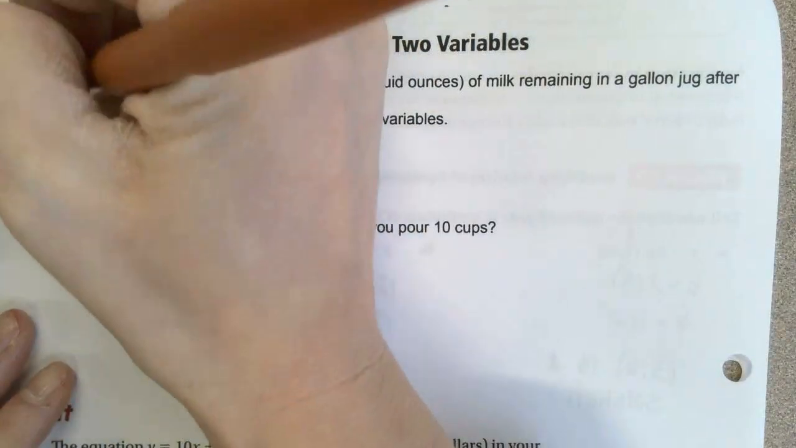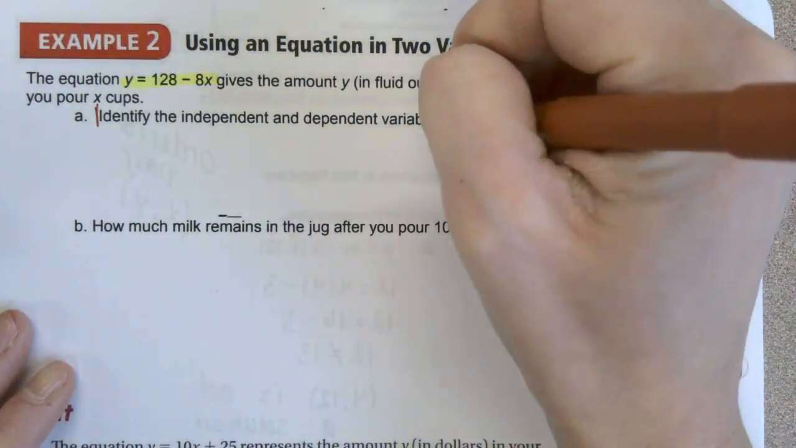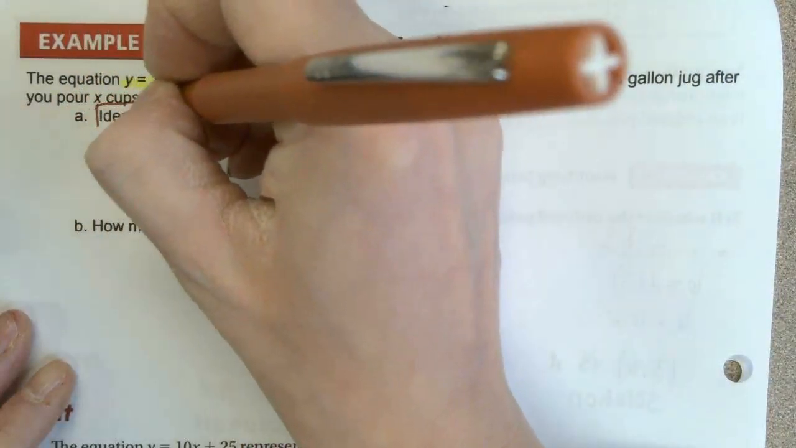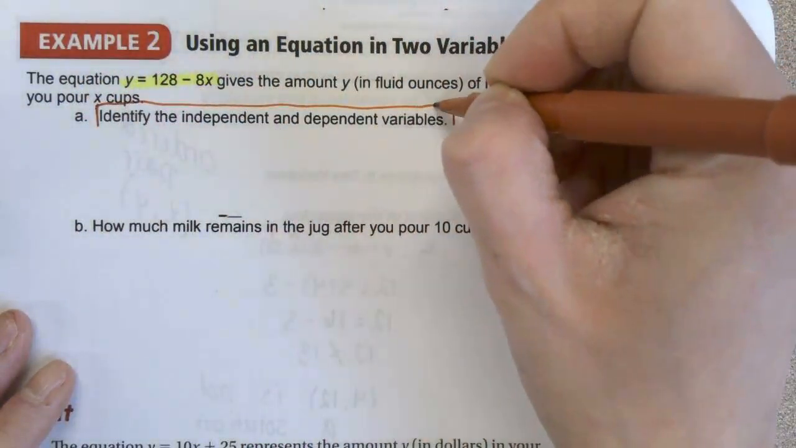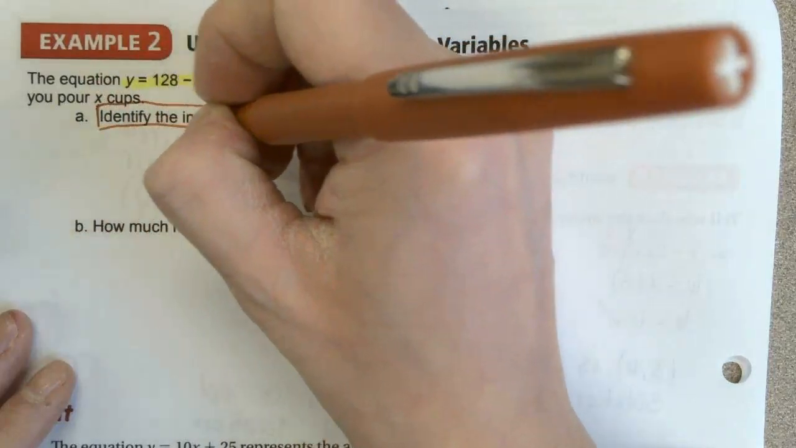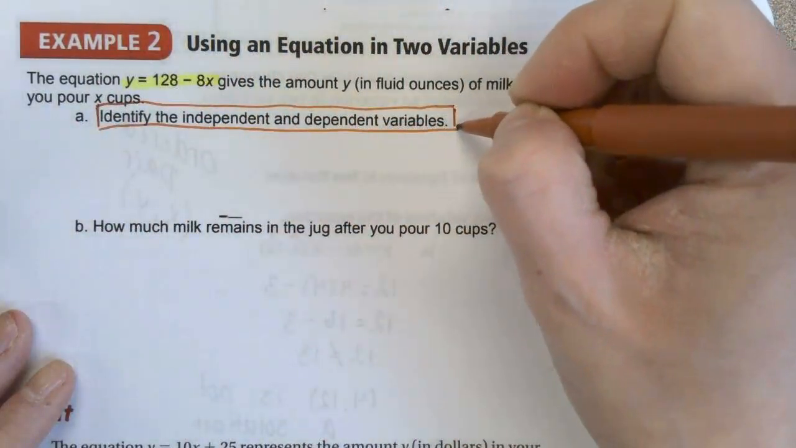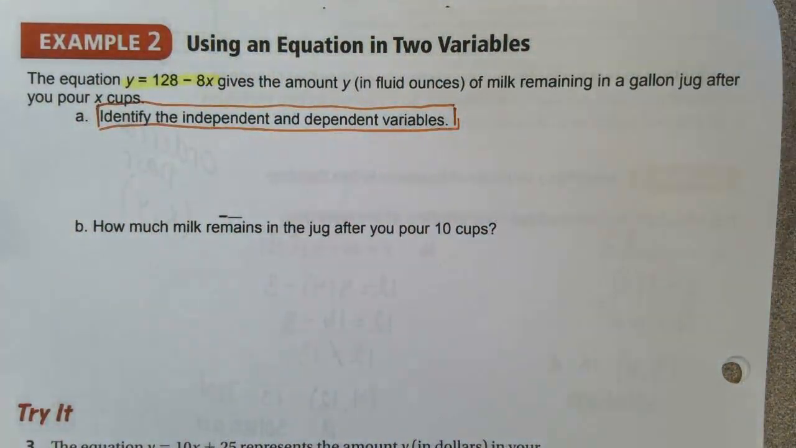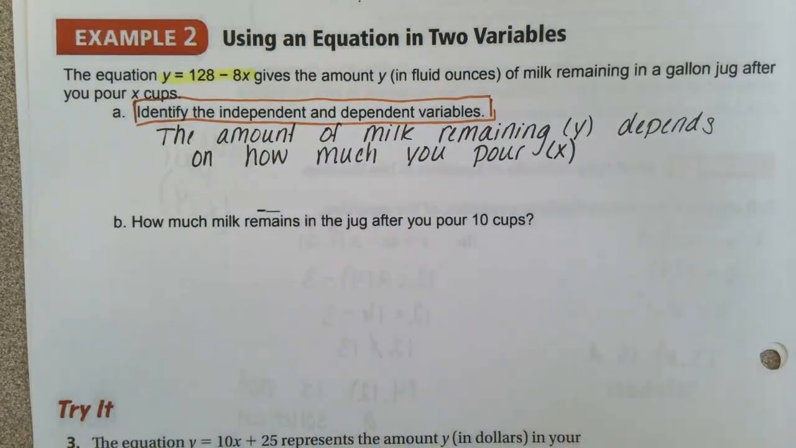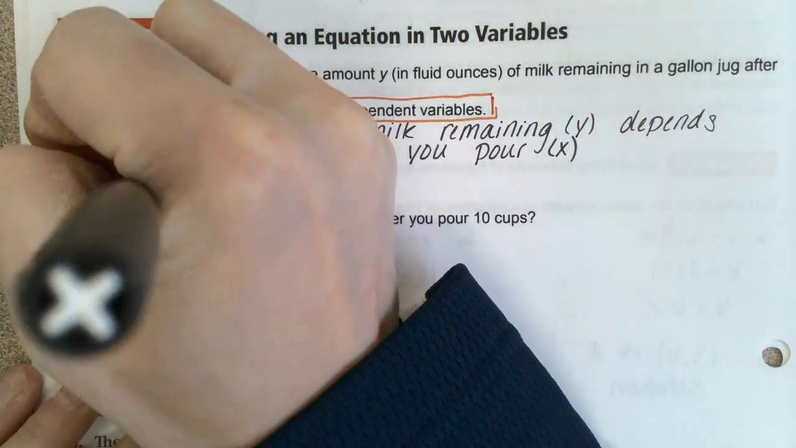When it says identify the independent and dependent variables, we are literally thinking which one depends on the other. So we are going to write out a statement for independent versus dependent. We could say the amount of milk remaining, which is y, depends on how much you pour, which was x. So if y depends on x, then y is our dependent and x is our independent.